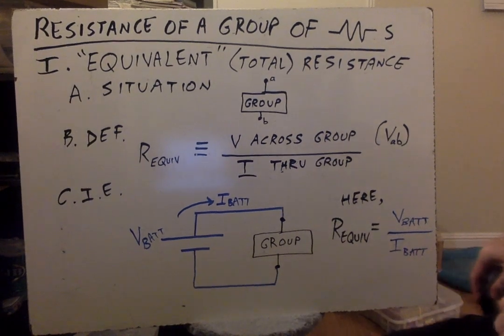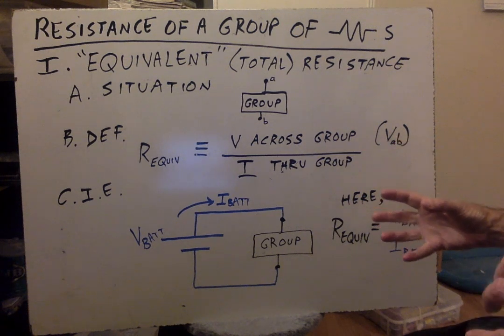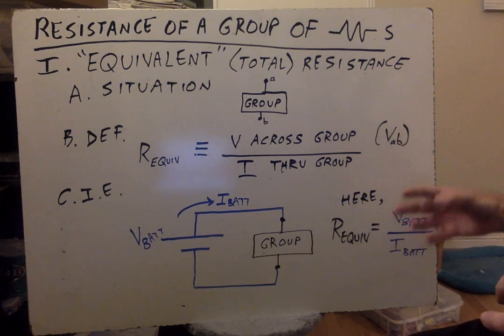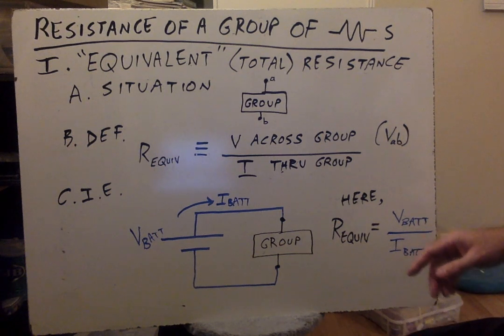In this video, we'll look at how to calculate the total resistance if you have a group of resistors in some arrangement without having to build the circuit and actually measure the voltage and the current and divide and figure out the resistance of the group. There are rules for this, and we'll cover that in this video.